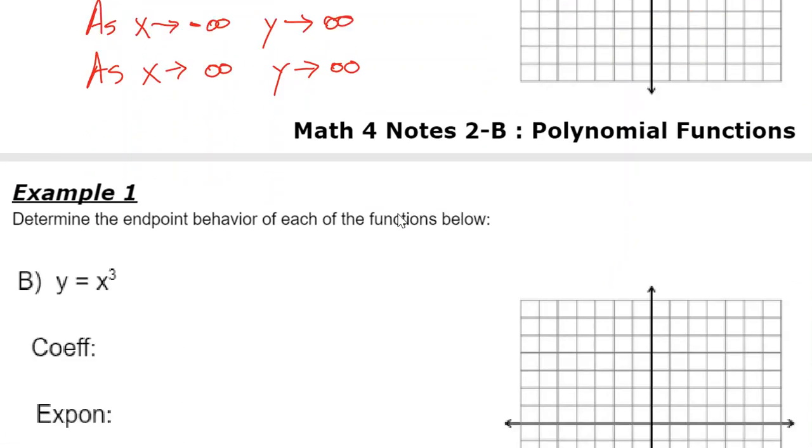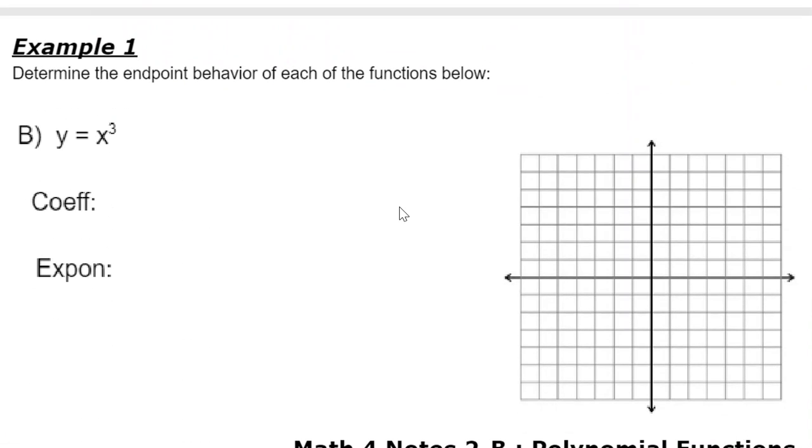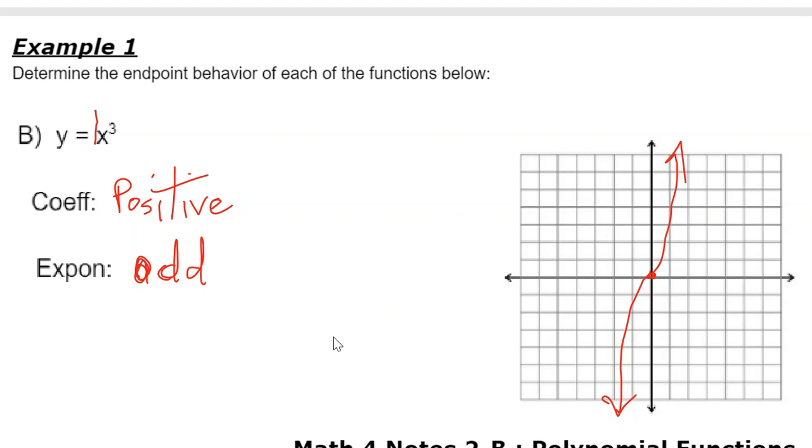Now, when we change that to x cubed, we're still assuming that there is a 1 in front, which means the coefficient is still positive. But this time the exponent is odd. And so we're going to have a graph that's roughly doing that and roughly doing that. As x is going down, y is also going down. And as x is going up, y is going up.